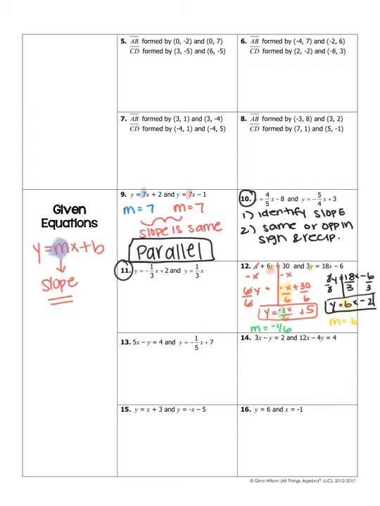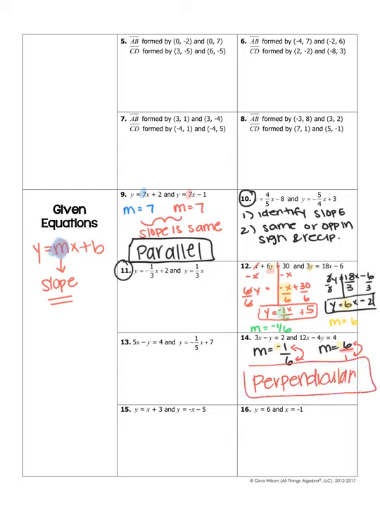So now you have to think, like, what's going on? We have a slope of negative 1/6 and a slope of 6. So first thing I would notice is one's negative and one's positive. Then you have negative 1/6, and remember, you can write 6 as 6/1. So these are opposite in sign and reciprocals, which makes number 12 perpendicular. All right, I would like you to try number 13 on your own.